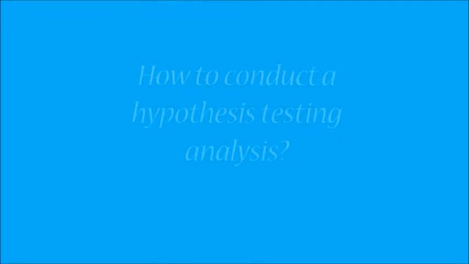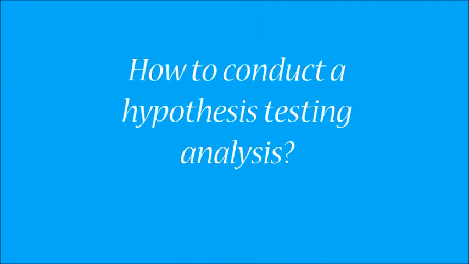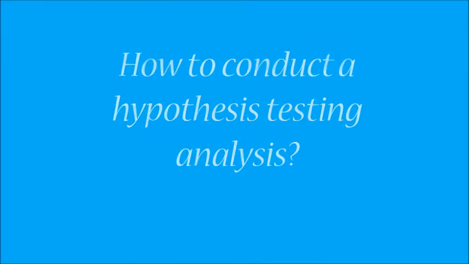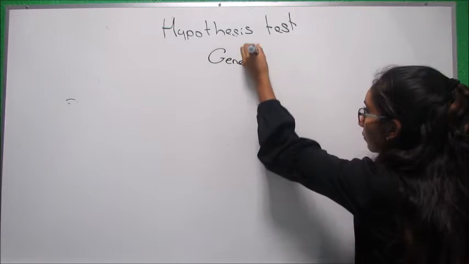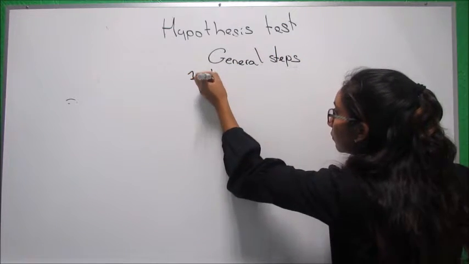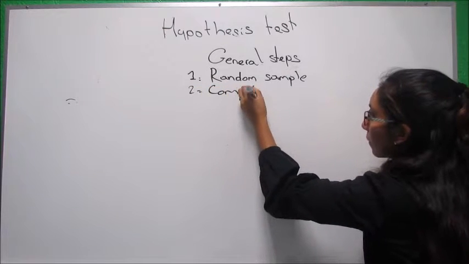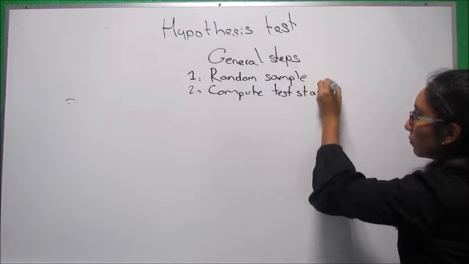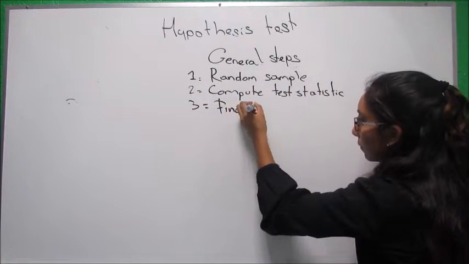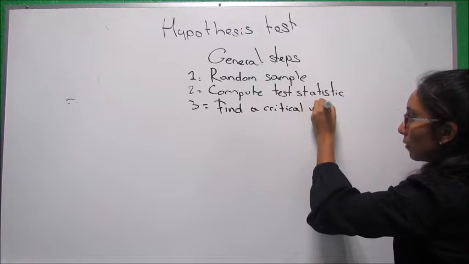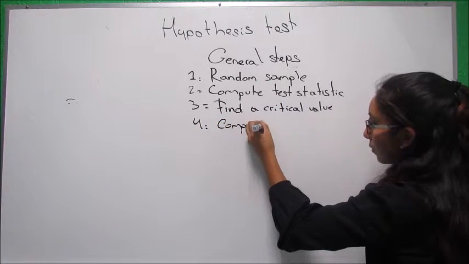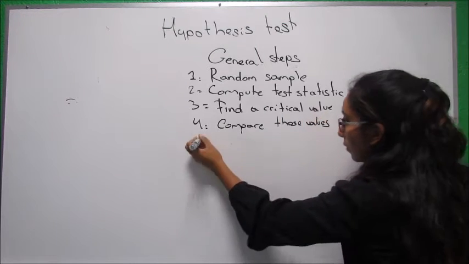In any variant that you could use, when conducting a hypothesis test, you have to follow the next general steps. Take a random sample to get the data that you will use to perform the analysis. Compute the test statistic using the corresponding formulas for each variant. Find a critical value using the statistics tables, compare these values, and finally, reject or fail to reject the null hypothesis.